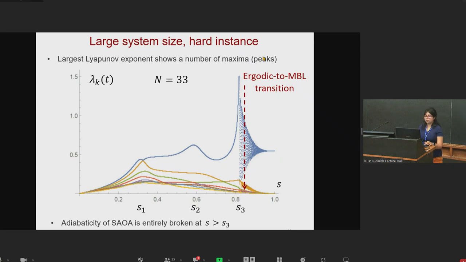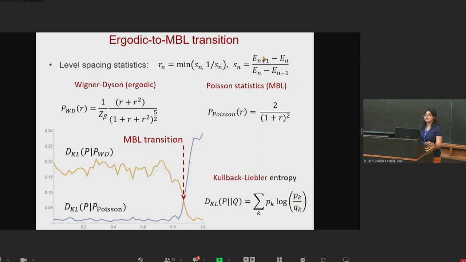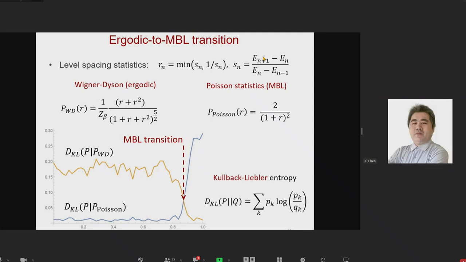Now here in this picture, we show a particular case of a hard instance. And here we see that there is a very large peak, a very large third peak in the highest Lyapunov exponent. Here we see three peaks, but only the third peak, that is extremely large and that is larger than one, is of our concern. And we managed to find a relation between this particular divergence and the quantum critical point of transition between the ergodic and MBL phase.